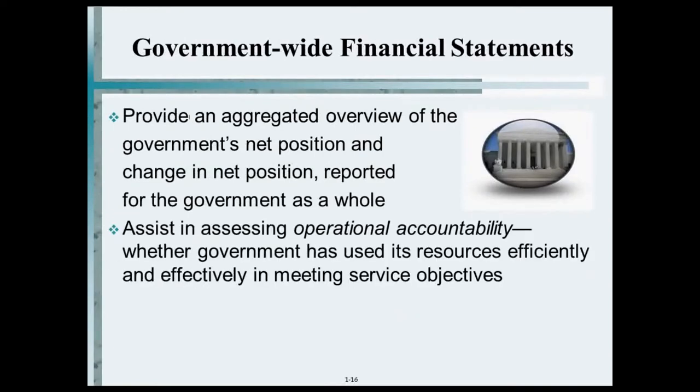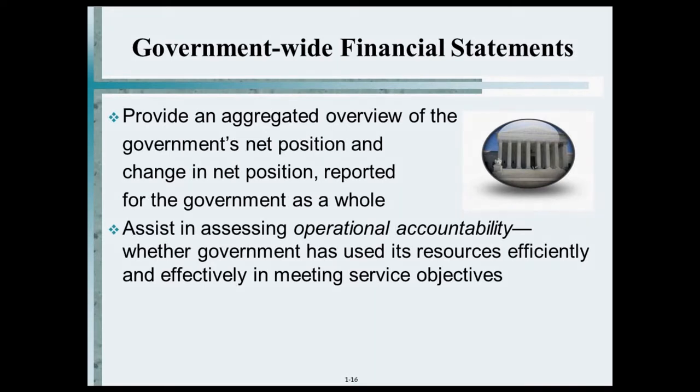Can you repeat what the government-wide financial statement contains? The government-wide financial statements are the statement of activities and the statement of net position. You've got to know the names of these statements. And we're going to actually go into these when we get to Chapter 9, where you actually see how to build them. Okay?